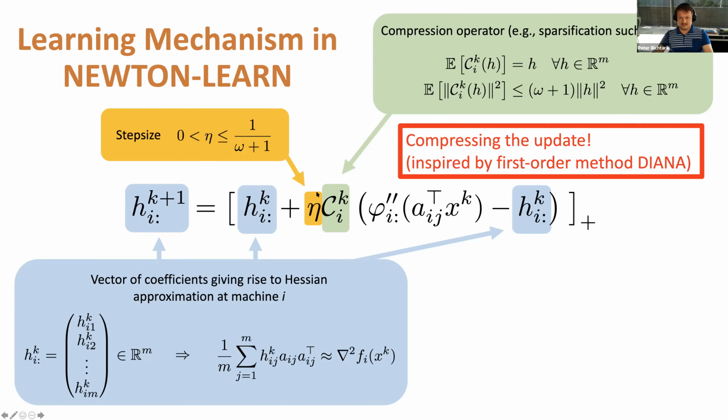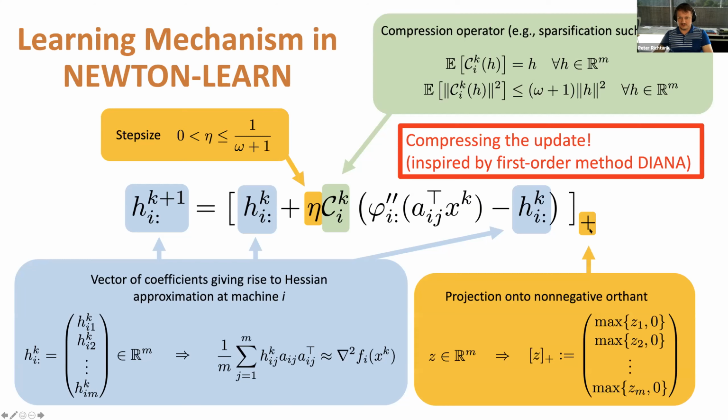So this is some step size, and the step size depends entirely on the properties of the compressor. The best step size is actually 1 over omega plus 1, where omega is this variance factor. And this plus operation is essentially just a projection onto the non-negative orthant, because we want these coefficient vectors to always be non-negative, so that we have a conic combination of these rank 1 matrices, so that this average is always a positive semi-definite matrix. Okay, so this is the full description of the update of these coefficient vectors. And I think I'll pause here for a question or two before I move on.